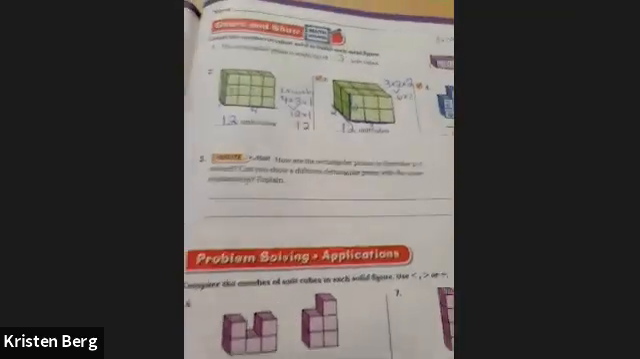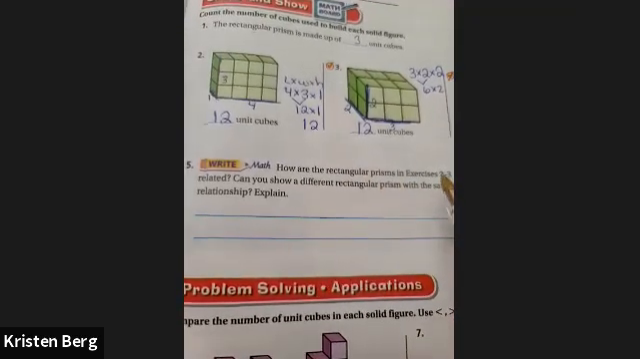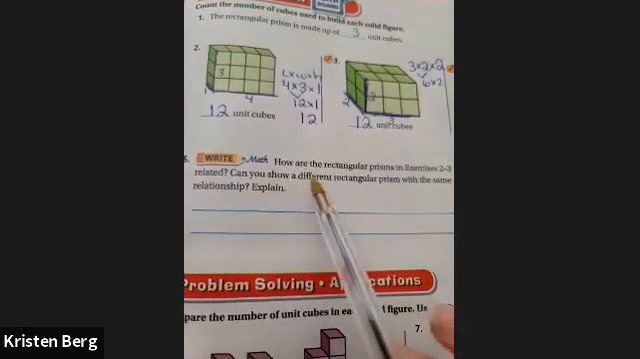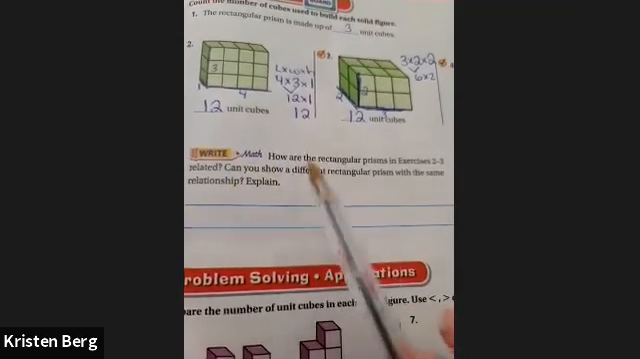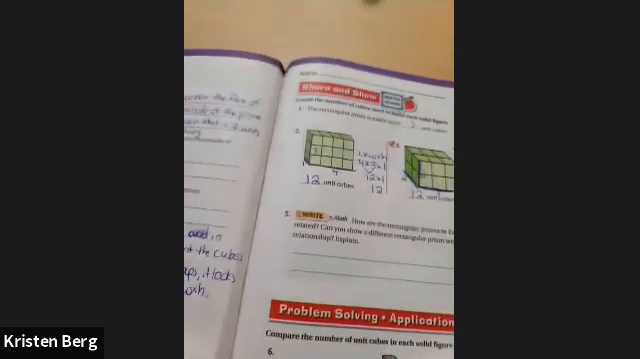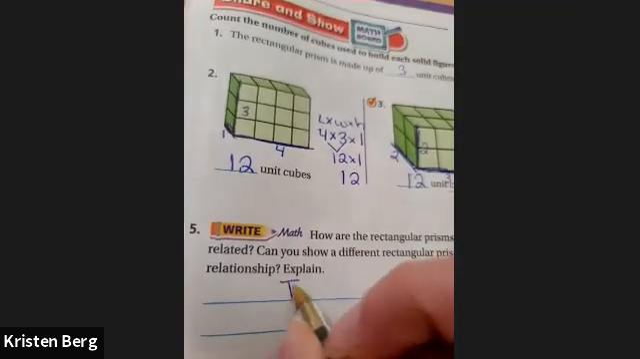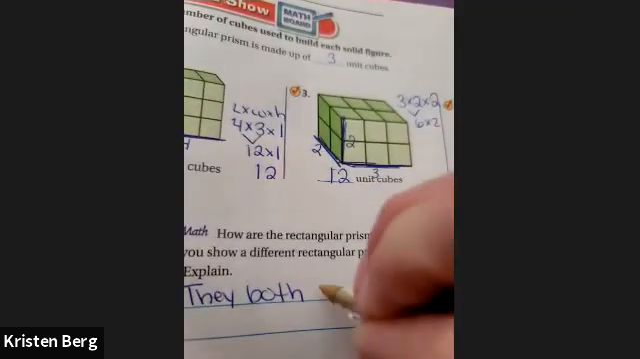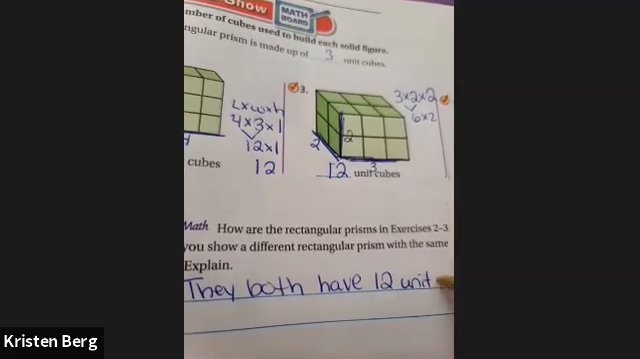All right, next it says, how are the rectangular prisms in exercises 2 and 3 related? So how are they related? And can you show a different rectangular prism with the same relationship? So how are they related? They both have 12 unit cubes.